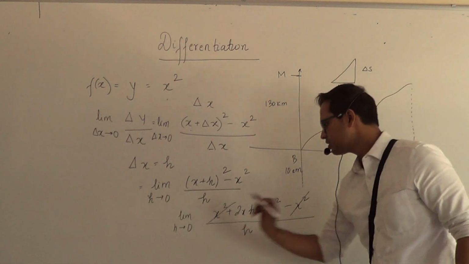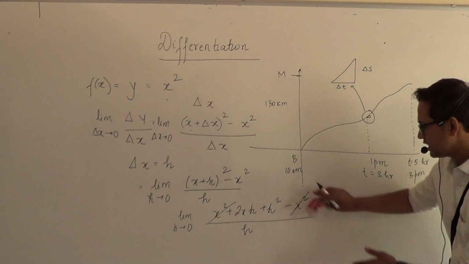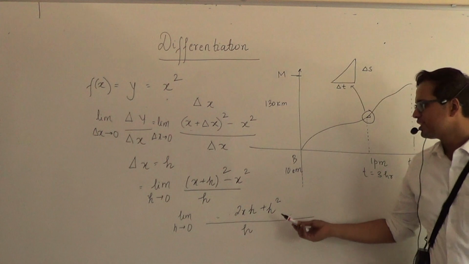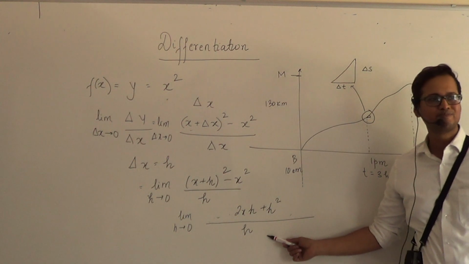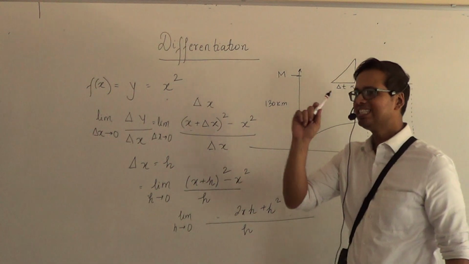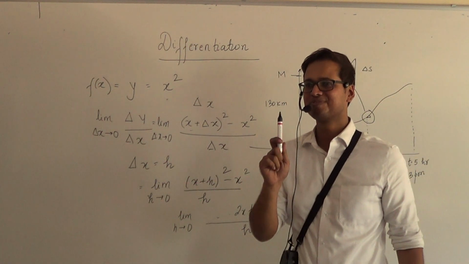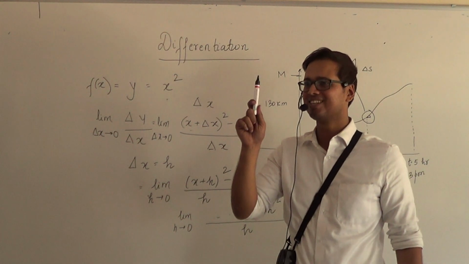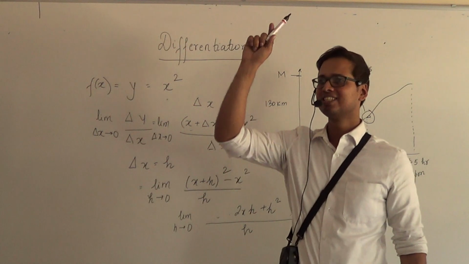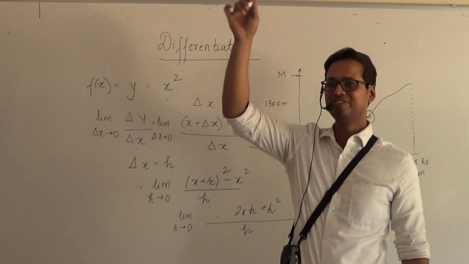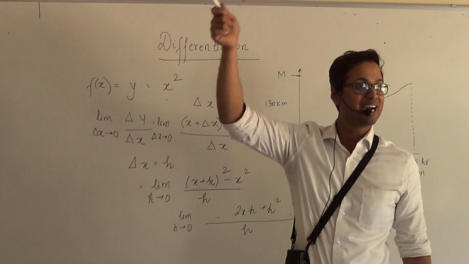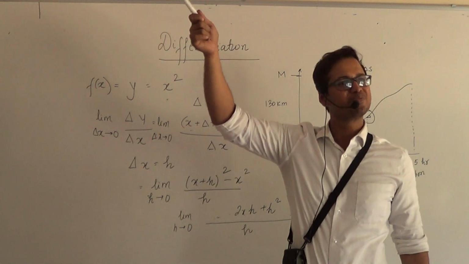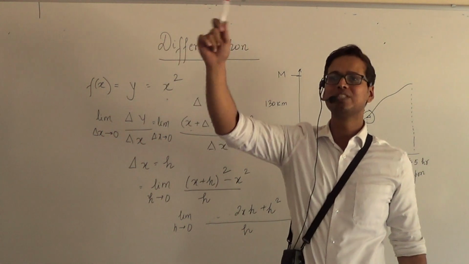Now x square cancels. Correct? Can I erase them? Now tell me, which is the factor which is creating 0 in the top and 0 in the bottom? Take it out. Remember, there were 7 diseases in limits which we talked about, and those diseases were formally called indeterminate forms. What were they? 0 by 0, infinity by infinity, infinity minus infinity, 0 to the power 0, infinity to the power 0, 0 into infinity, and 1 to the power infinity.